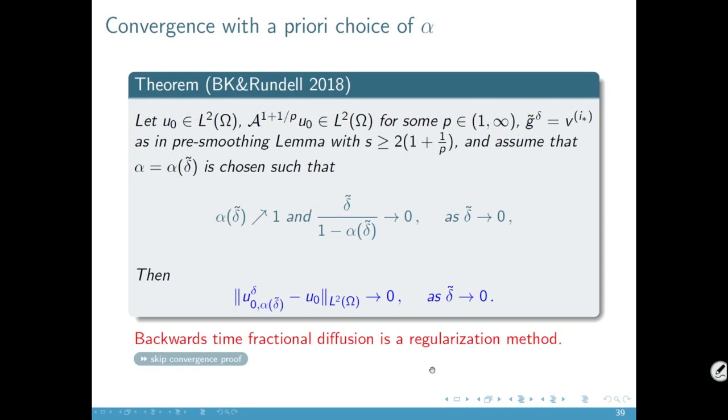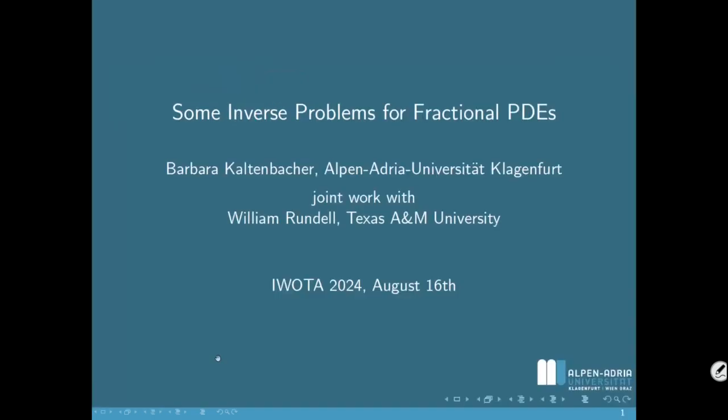So we have to choose our differentiation order such that it converges to 1, so that the approximation error vanishes, but also such that the stability estimate stays a stability estimate, so that this one also tends to 0. So it should tend to 1, but not too quickly. And with that, we really get convergence in the sense of L2, in the norm that we would like to have. So the bottom line is that backwards in time fractional diffusion is a regularization method.